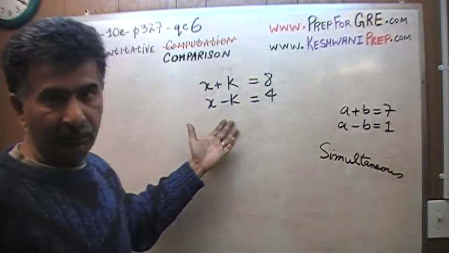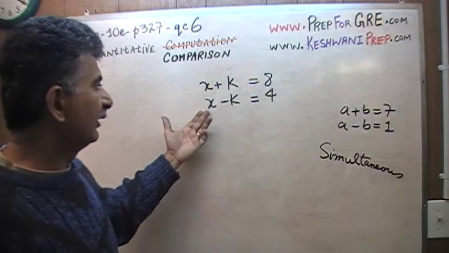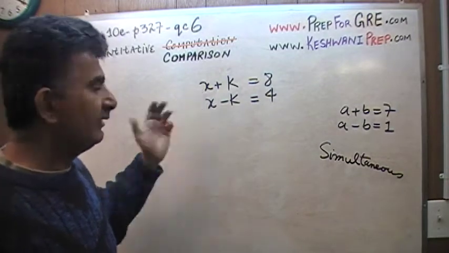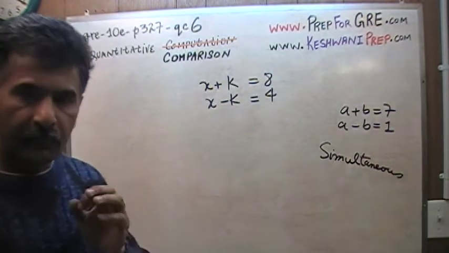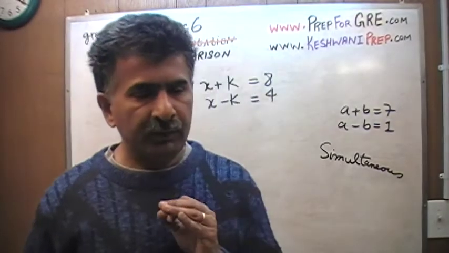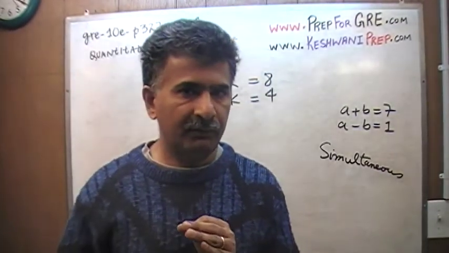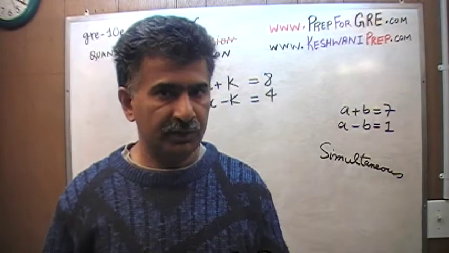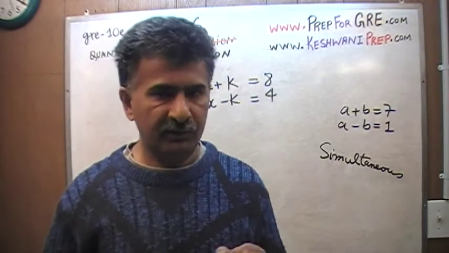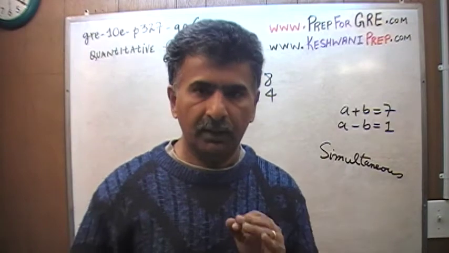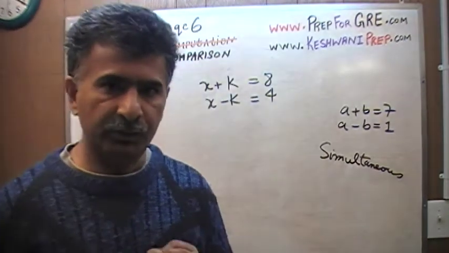These are simultaneous equations. There is a value for x and a value for k that will satisfy the first equation and the second equation. Here's the key part. Whenever you come across simultaneous equations in the exam, if they do show up in the GRE, they are very simple. They are straightforward. They are not complicated ones. And here's what you need to do. Pay attention.